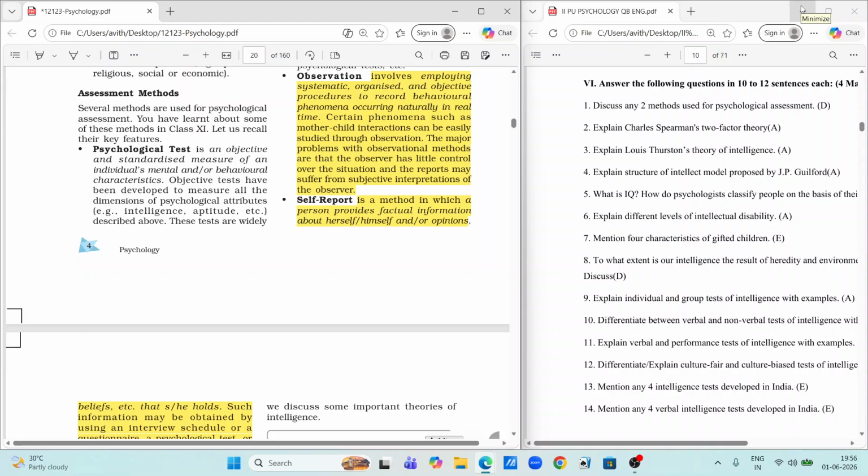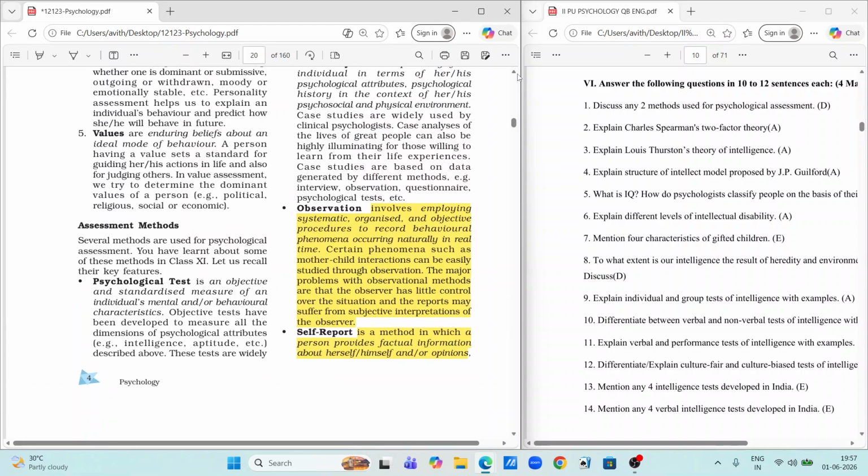Variations in psychological attributes. Chapter 1. Answer the following questions in 10 to 12 sentences each. Each question carries 4 marks. The first question: discuss any two methods used for psychological assessment. Go to page number 4.